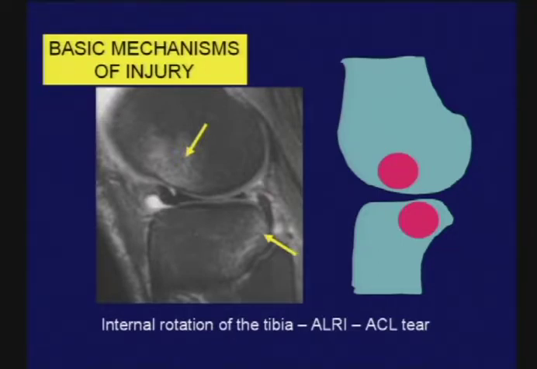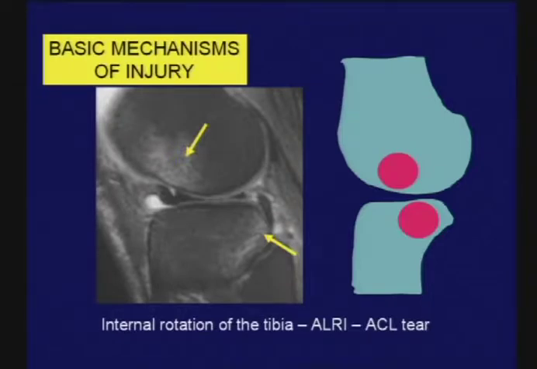Now, I'd love to tell you this was specific for rotation, but it is not. But I always think of rotational injury when I see this pattern. An offset in marrow edema. In this case, clearly a displaced tear of the lateral meniscus is also seen.